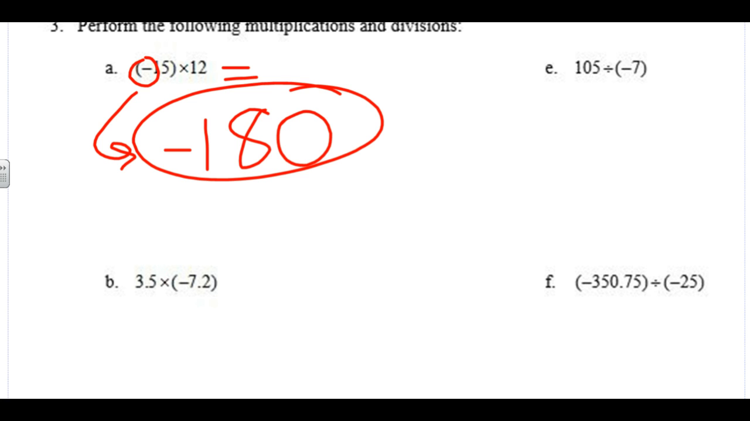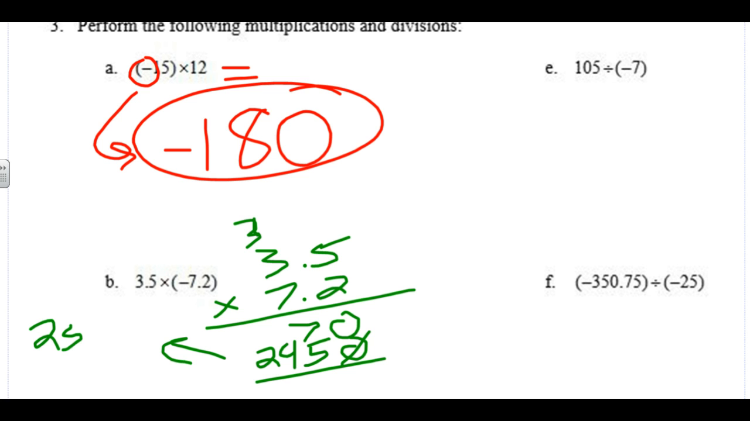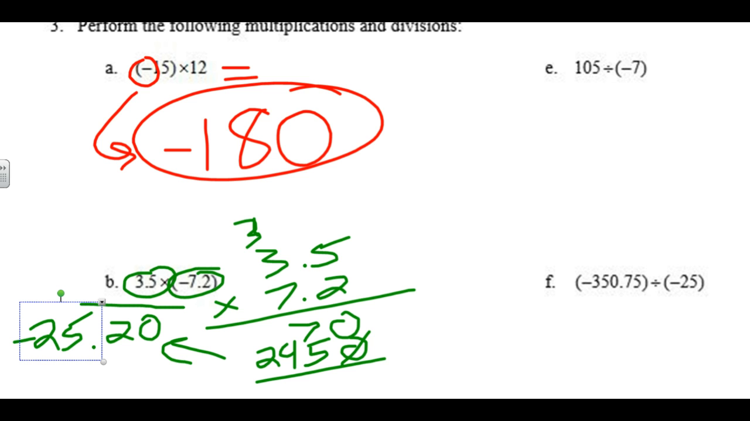For B, we need to just multiply per normal, 3.5 times 7.2. Let's go through this whole multiplication here. 5 times 2 is 10, with an extra 1 is 7. Add a placeholder 0, 7 times 5 is 35, with an extra 3 to 21 is 24. So our final answer that we're looking for is going to have an absolute value of 25.20, but both of these numbers have different signs, so it is negative 25.20.